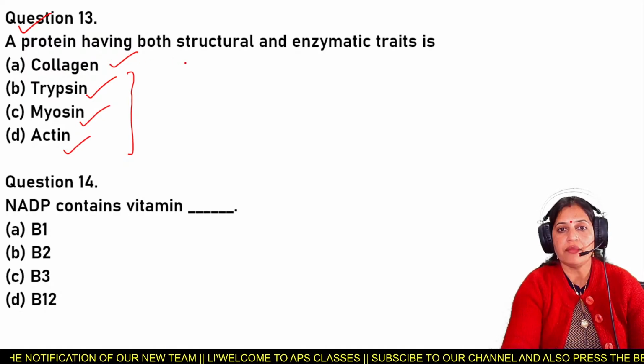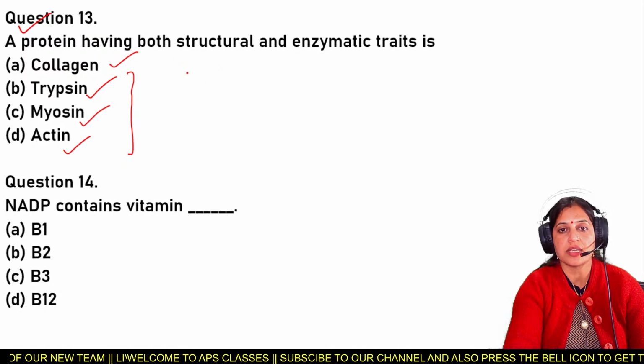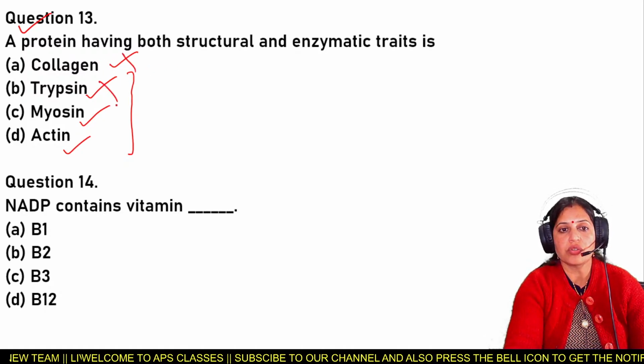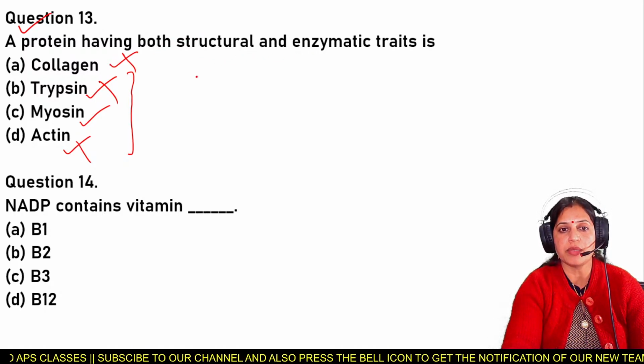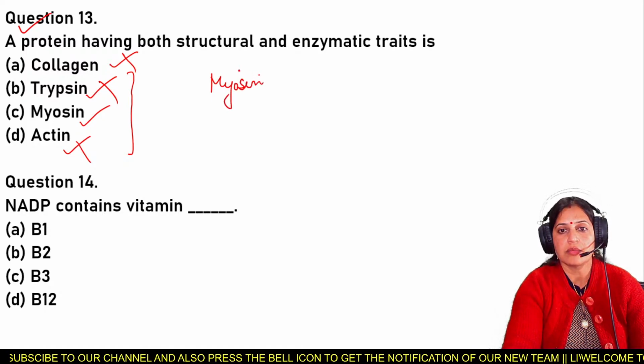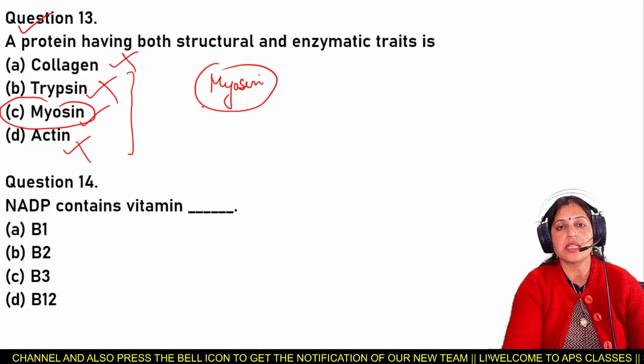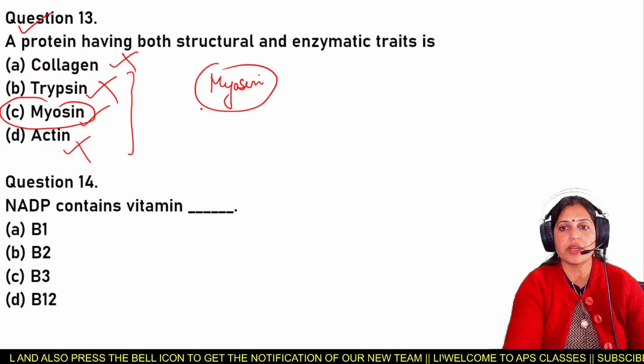A protein having both structural and enzymatic traits is not collagen, not trypsin, not actin, but myosin. This is the right answer. That is, a protein having both structural and enzymatic traits is myosin.